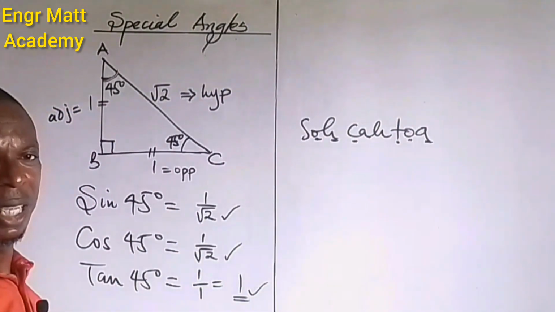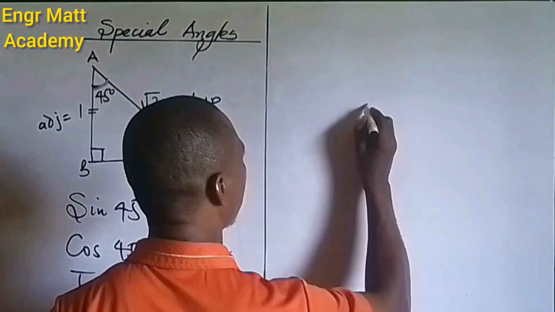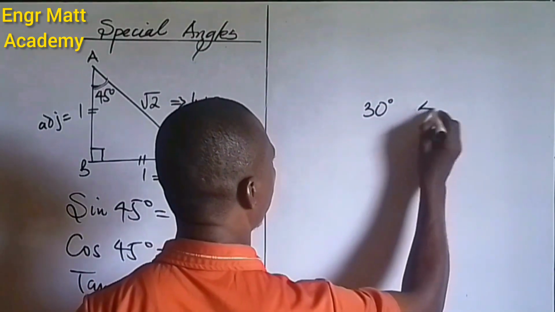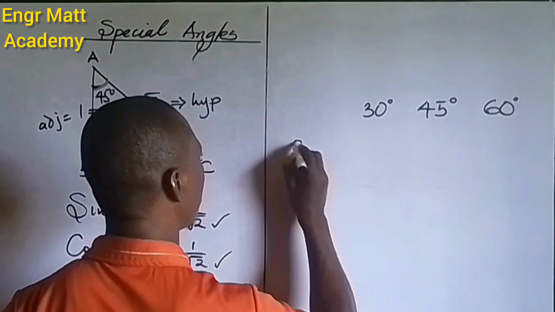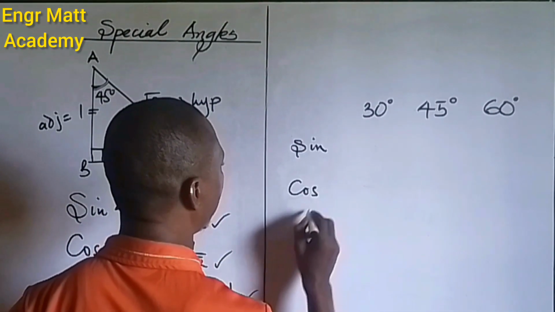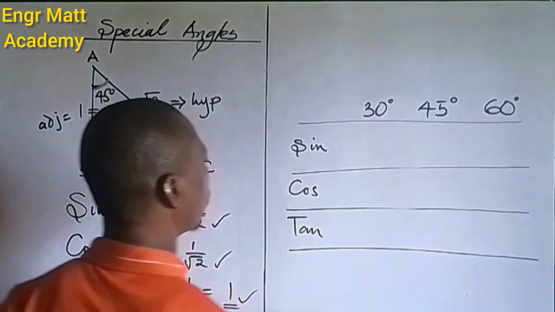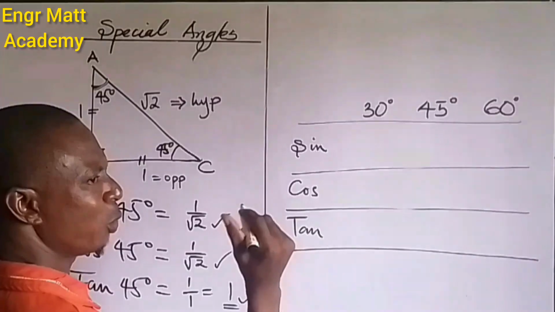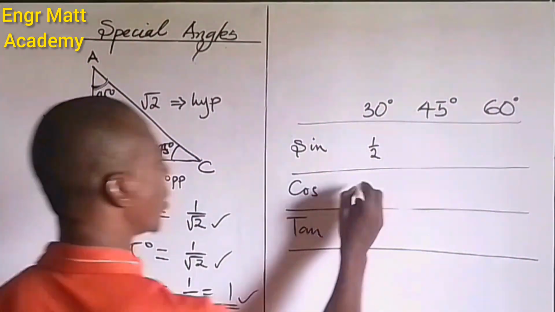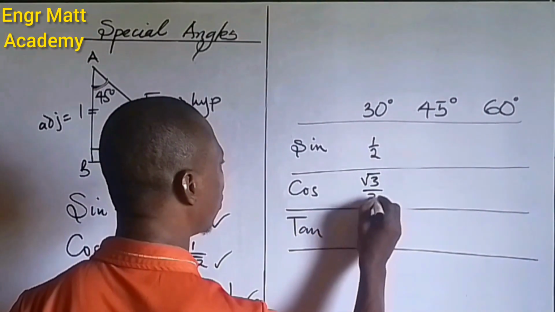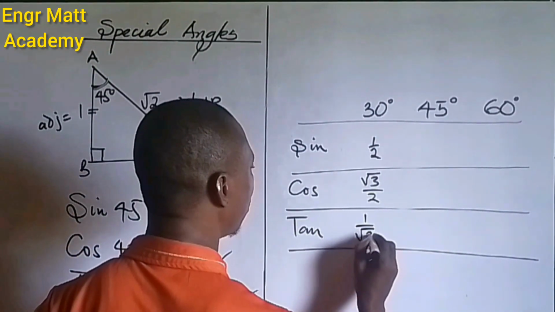Now we don get our special angles, make we compile all of them together. 30 degrees, 45 degrees, and 60 degrees. Sine, cosine, and tangent. So what will be sine 30 degrees? We don do one before. And 1 over 2. What about cos 30 degrees? Now root 3 over 2. What about tan? Tan na 1 over root 3.